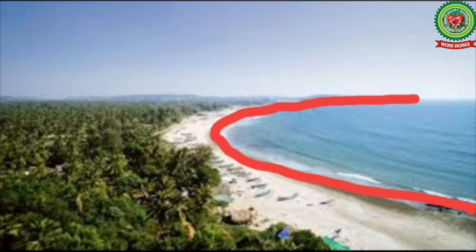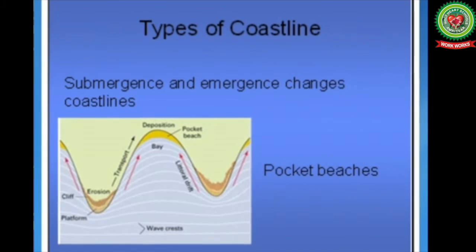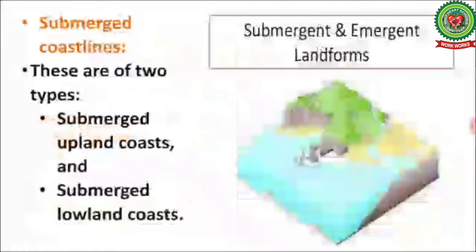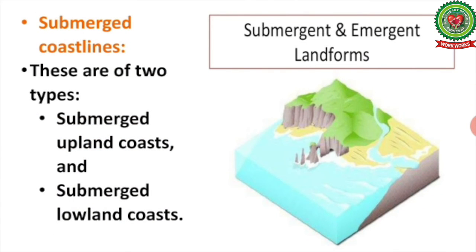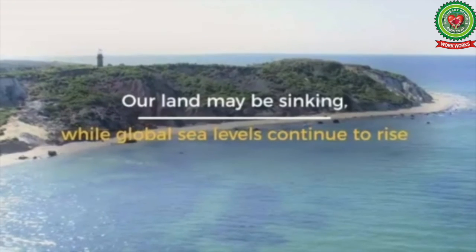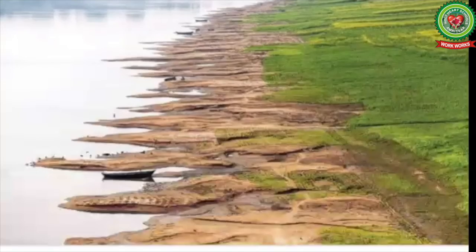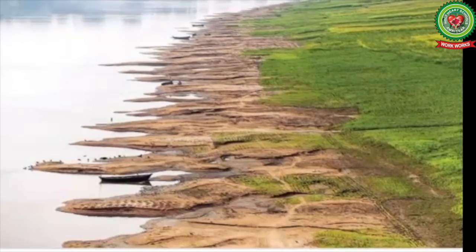This marks the seaward limit of the coast. Coastlines are of two types: submerged coastline and coastlines of emergence. Submerged coastlines are of two types: submerged upland coast and submerged lowland coast. Now children, let us study about submerged upland coast. Submerged upland coasts are formed either due to subsidence of upland or by rise in the sea level.